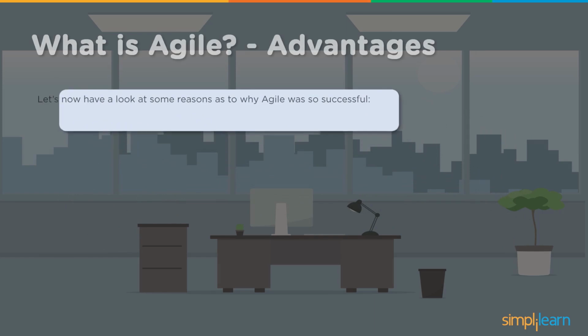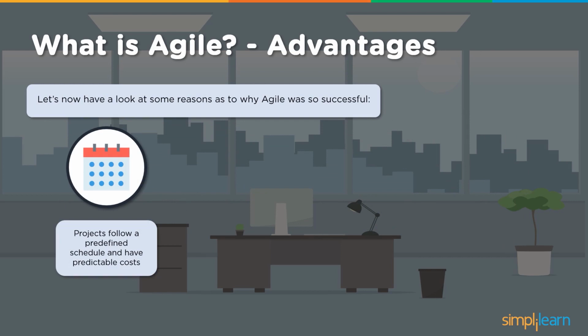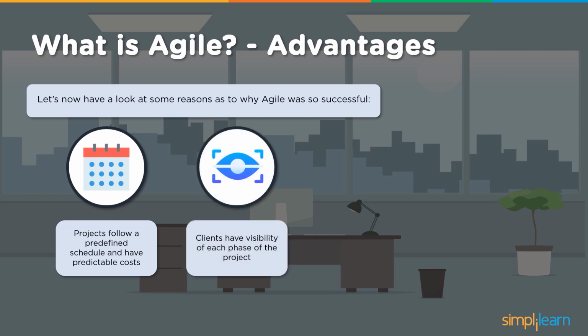Further, let us look at the advantages of using Agile. What does it give us, and how does it help? In organizations that follow Agile methodologies, projects follow a predefined schedule and have a predictable cost. But wherever changes are required, wherever the direction needs to change to adapt to the changed scenario, Agile helps us. It gives that flexibility. Clients have visibility of each phase of the project. It is essential for whoever adopts the Agile methodology to ensure the active involvement of the customer, so they are actively involved.